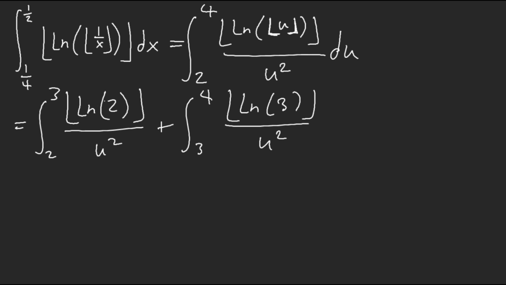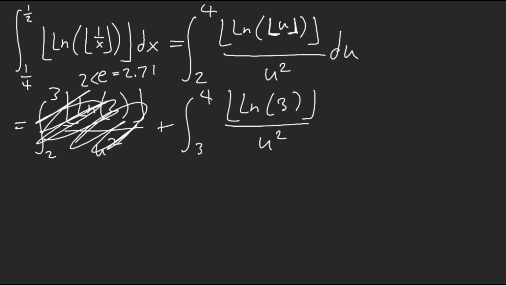Thankfully, this whole thing is 0, because ln of 2 is like 0.693 something. And if you don't know that, think of e. e is 2.71. So if e is 2.71, 2 is less than e, which means that ln of 2 is less than ln of e. And if ln of e is 1, then this is less than 1. Therefore, that whole floor function is going to be 0. This whole integral is 0.